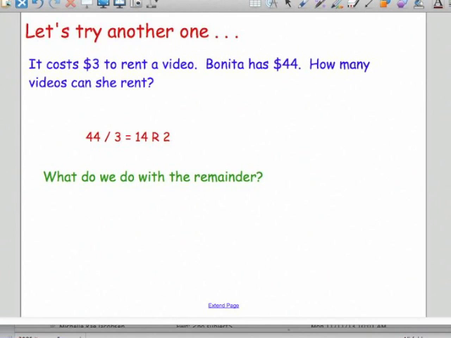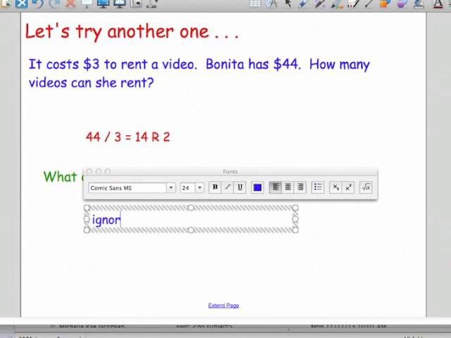Okay, hopefully when you did this, you did 44 divided by 3, and she'd be able to get 14 movies with 2 remaining, okay? We have to think about what does that 2 represent? Is it representing like 2 more videos she can get, or is it representing $2 more she has left over? What is that 2? In this case, because we were doing 44 divided by 3, our biggest number was the money that she had to start with. So she's actually going to have $2 left over. So we can just kind of ignore the remainder in this case because $2 isn't going to be able to get another movie.